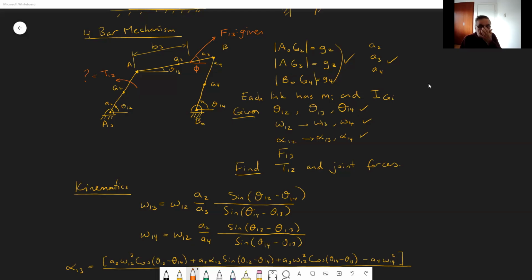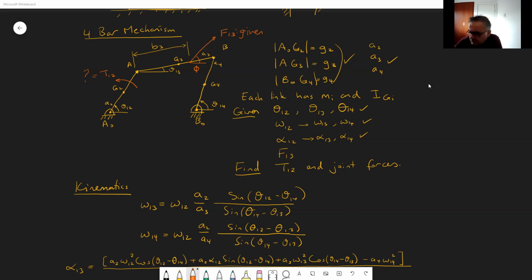So for the dynamic analysis of the 4-bar mechanism, which I started last time, if we were doing static analysis, we would just draw the free body diagrams and then write the equilibrium equations and find the forces. Whereas here we need to do the kinematic analysis and we need to know the masses and inertias. Okay.